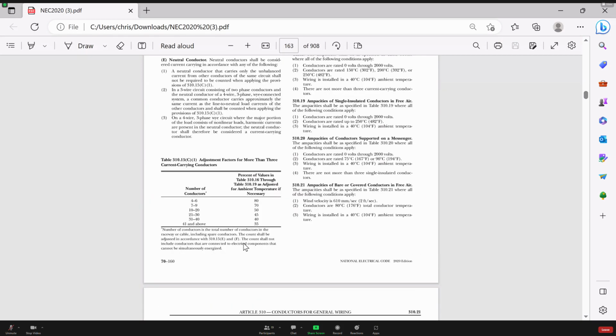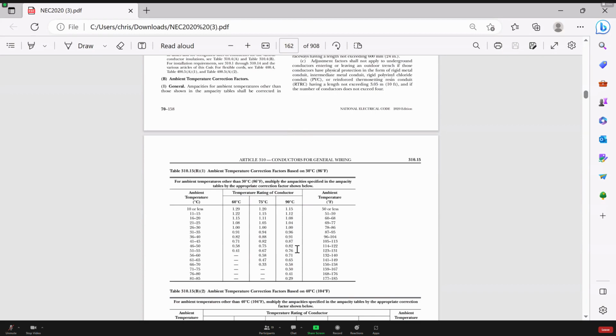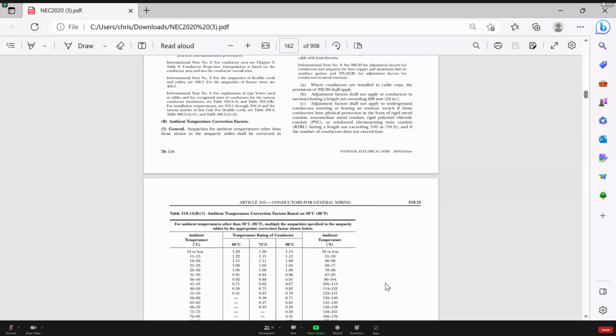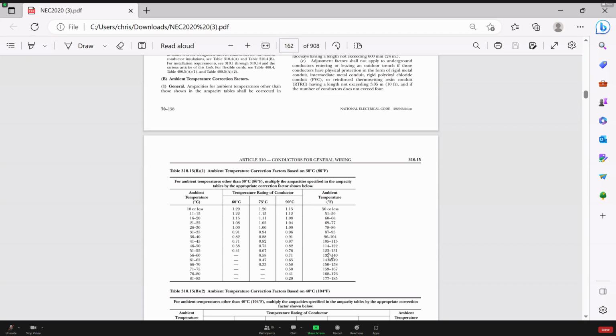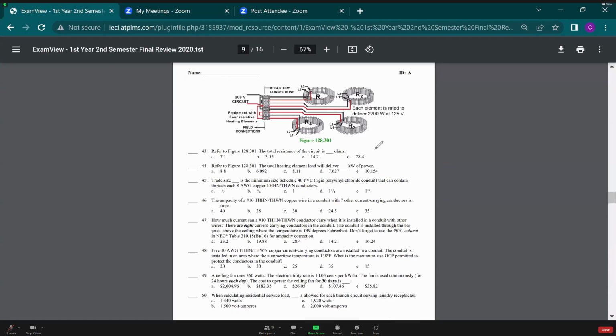Ah, there we go. Nope, I'm looking at the right one. 310.15 B1, Fahrenheit: 139 falls in between 132 and 140, which is 0.71. Nice. All of that information was erased, but it's going to be 40 times 0.71 times 0.7. Type this into the calculator. You can do times 0.7 or times 0.71 first. It doesn't matter either way.